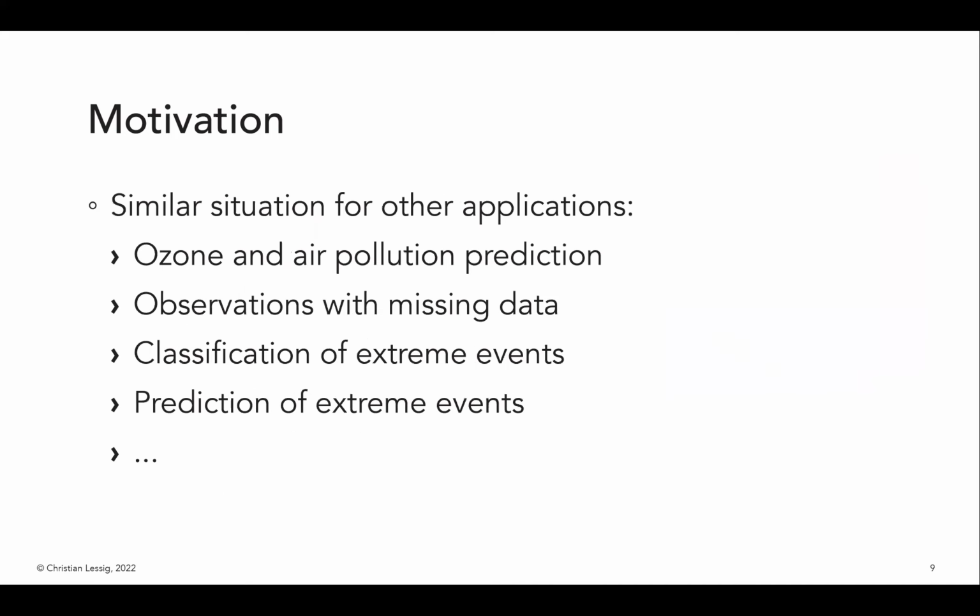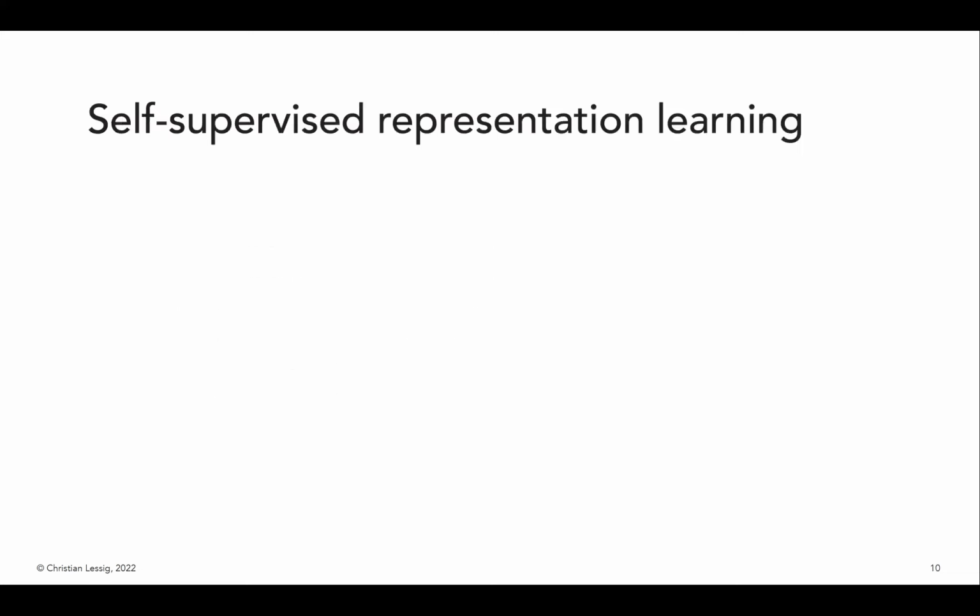And there are many different situations where we don't have a lot of data. For example, air pollution prediction, where you have sparse measurements, and that's typically not much data. Observations with missing data, where you have cloud occlusion or something like this. Classification of extreme events: by definition, extreme events are rare, so there's always data missing. But then again, it still belongs to the same underlying physical principles. And this is really where I think self-supervised representation learning, and representation learning in general, could be useful.